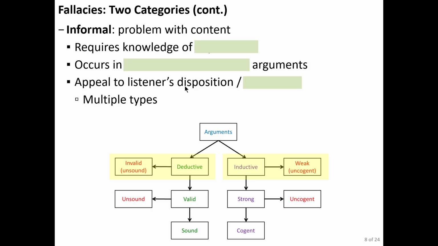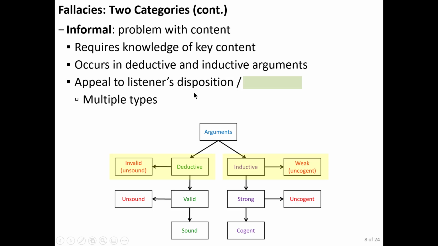Once we get past all that stuff, maybe it sounds valid, potentially it is valid the way it's structured, but the actual content itself just doesn't make sense somehow. We're struggling with that. That is where it requires us to have some knowledge about the key content, right? We can look at something and say that doesn't seem right somehow, but why? It occurs in deductive and inductive arguments, so we're going to look at a broad swath here.